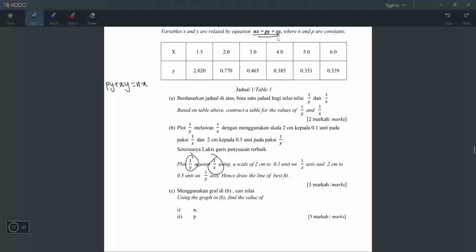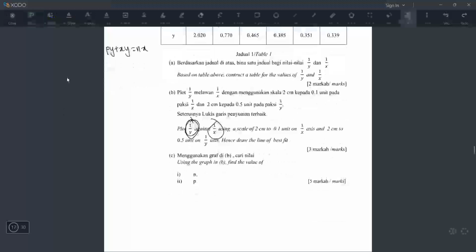The reason why I choose to write this in front is because later my equation has to equal the y-axis, and my y-axis is 1 over y now. So if I look at this, the front part has no y, so that's why I flipped it a bit. So now my job is to change to linear form.